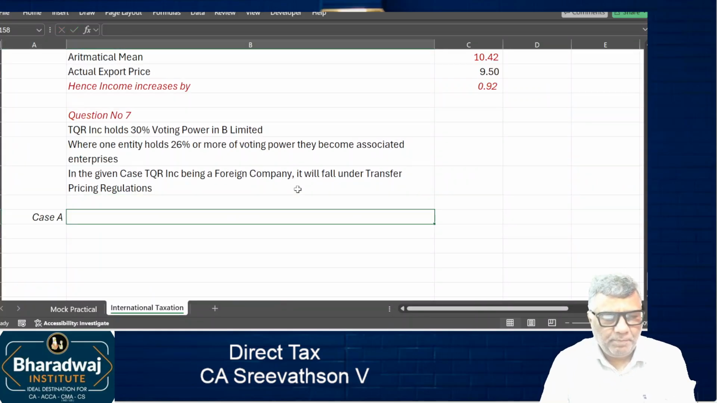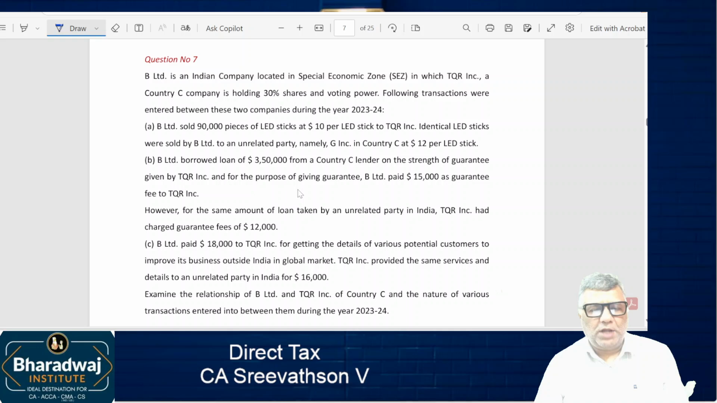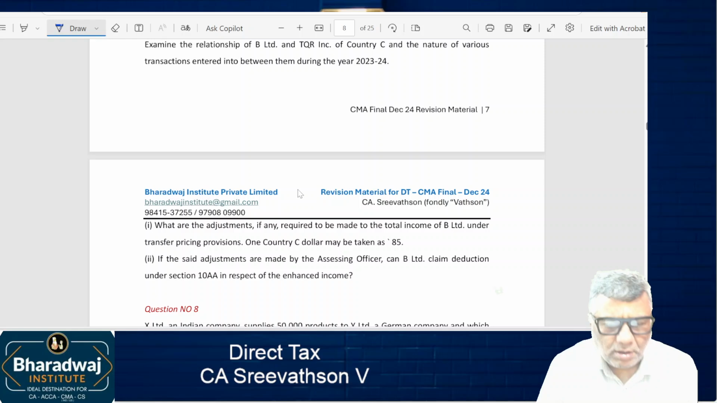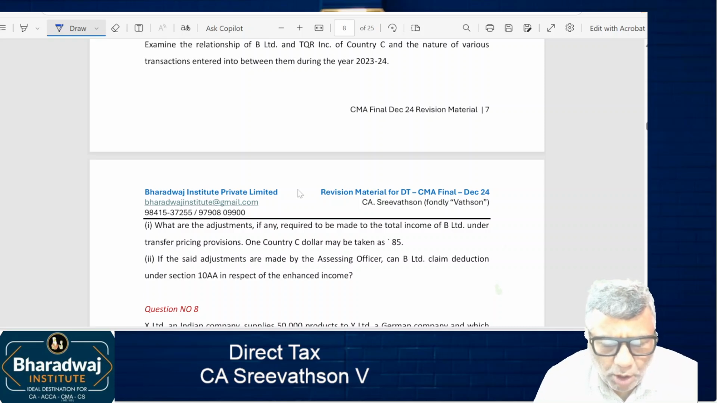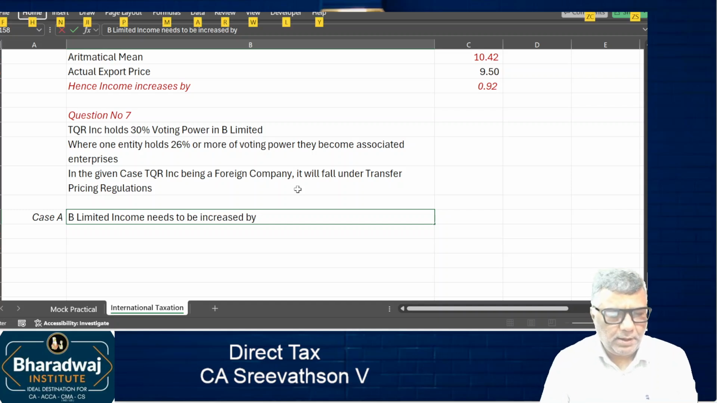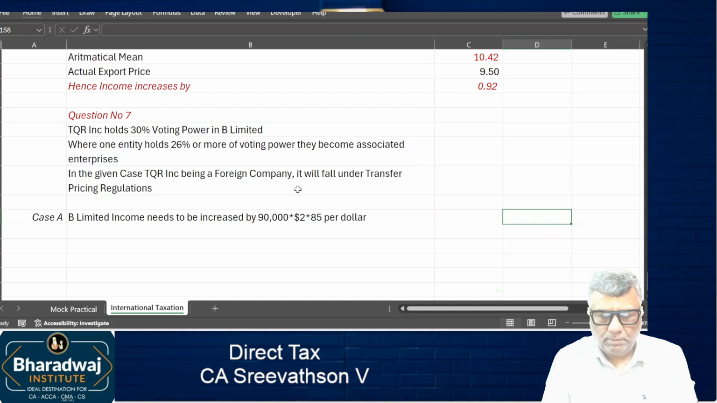Okay, Case A. If B Limited sold 90,000 pieces of LED sticks at 10 to TQR, identical units are sold at 12. B Limited's income needs to be increased by, have they given the exchange rate? What are all the adjustments, if any, required to be made in the total income under transfer pricing provisions? One country dollar is taken as 85. If the said adjustments are made by the AO, can the assessee claim deduction? So, B Limited needs to increase the income by how much? 90,000 pieces into $2 into 85 per dollar.